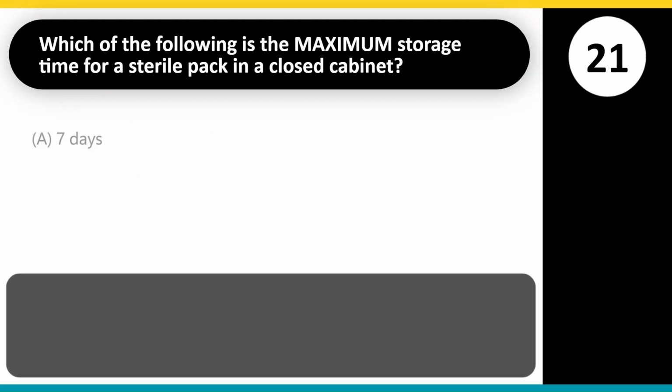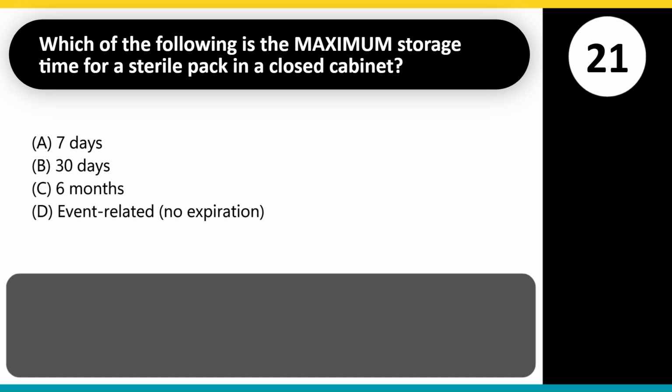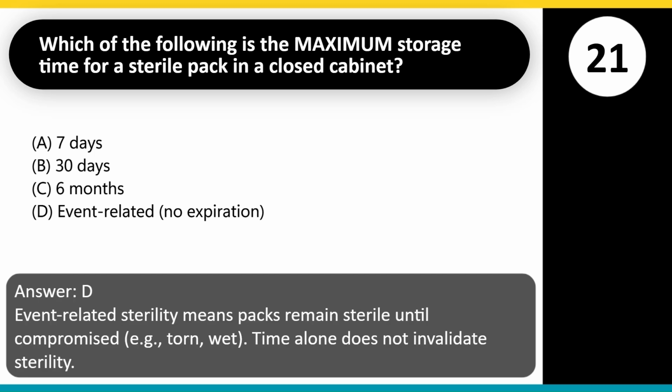Which of the following is the maximum storage time for a sterile pack in a closed cabinet? A. 7 days. B. 30 days. C. 6 months. D. Event-related, no expiration. Answer, D. Event-related sterility means packs remain sterile until compromised, e.g., torn, wet. Time alone does not invalidate sterility.